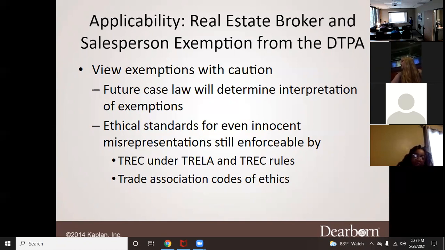So even an innocent misrepresentation, if you misrepresented and you didn't actually mean to, TREC can still enforce rules and regulations on that or take disciplinary action. So you never want to take your client at their word. If you don't know about something, try and find out for sure, because your clients may not always be upright with you.